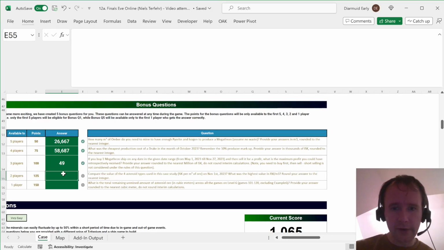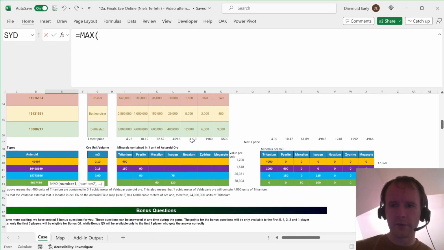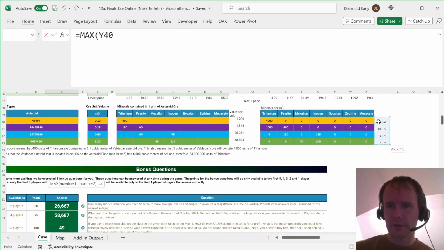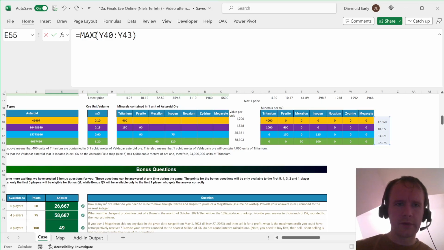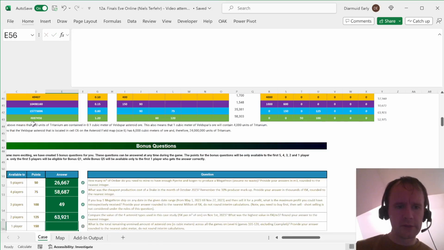Yes, highest value in ISK per meter cubed, rounded to the nearest integer. So first we just take the max of these, and then we round to 0 decimal places, and that one's good.